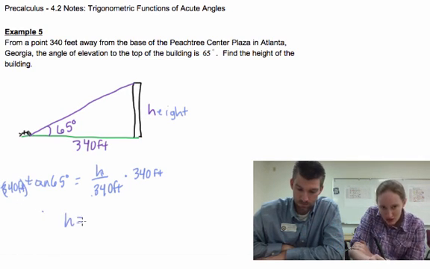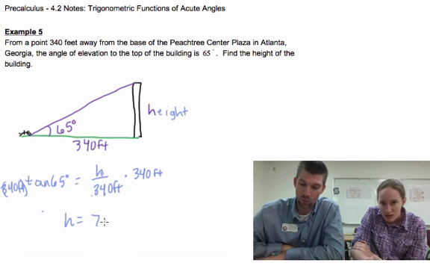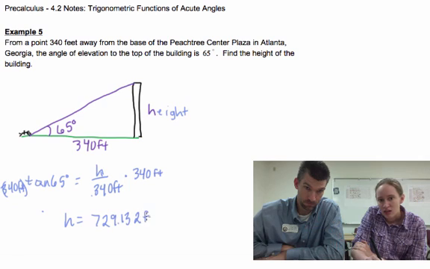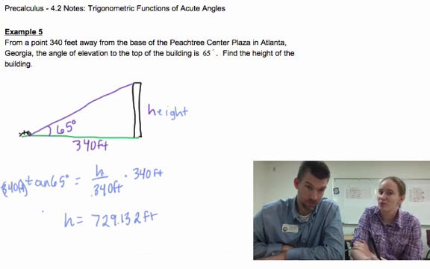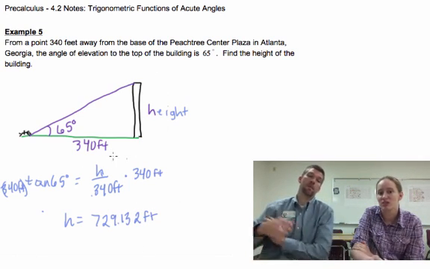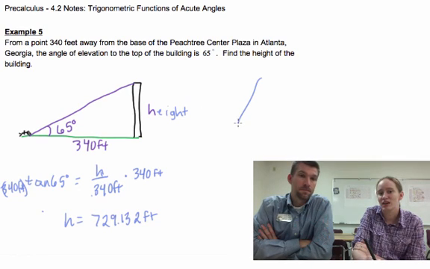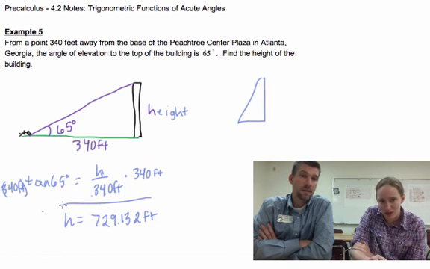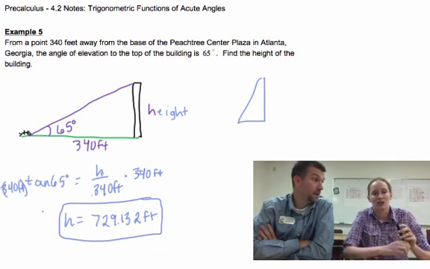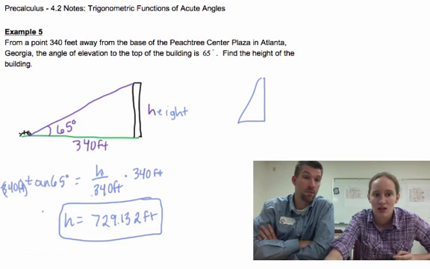Okay, what does that give us for the height? 729.132 feet. That sounds reasonable because it was going to be tall, 65 degrees, because in reality my triangle should have looked more like this, right? So it makes sense that that side is longer than the side they gave us. And it's also not a negative number, which would be, you know, point of error number 1 to pay attention to.